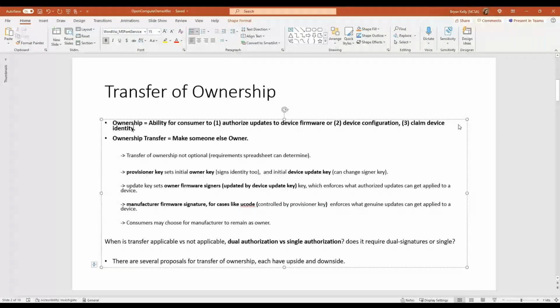Okay. I highlighted those three in the bullet, which is some real-time note-taking at this stage. So I think, Alberto, I just added that third point, to claim device identity. That was not in the definition of ownership. And transfer of ownership, we're still keeping that definition as making somebody else the owner.